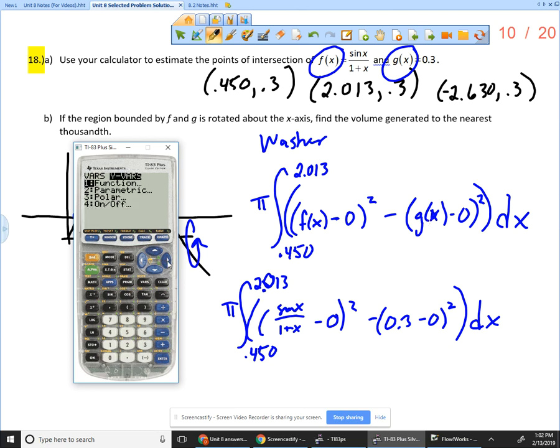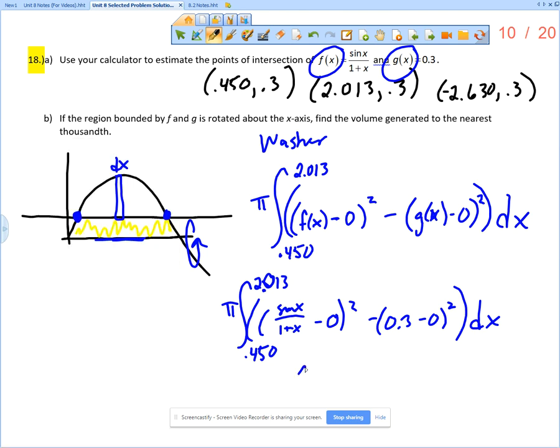right? So vars, y vars function number 2, y2 squared, right? So y1 squared minus y2 squared, comma, with respect to x, comma, 0.450, comma, 2.013. Close parentheses on the integral. All right, so now I calculate, and I get 0.283. So approximately 0.283.